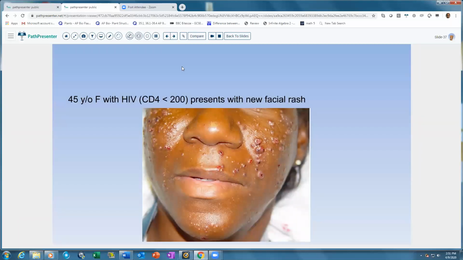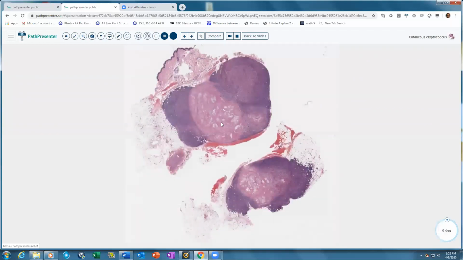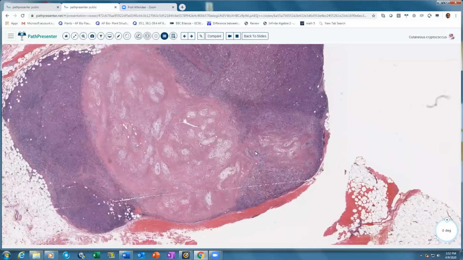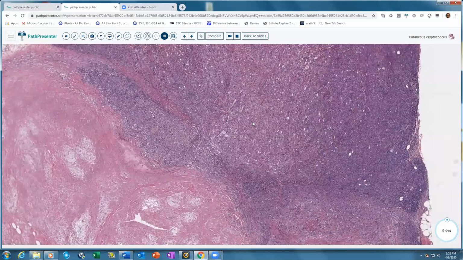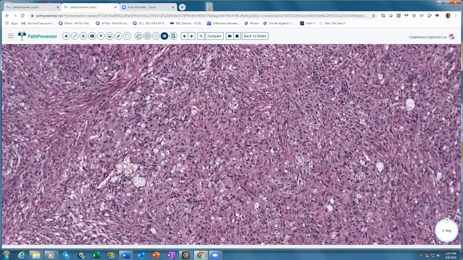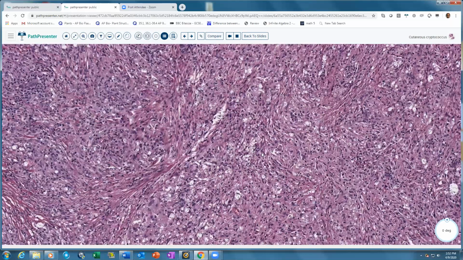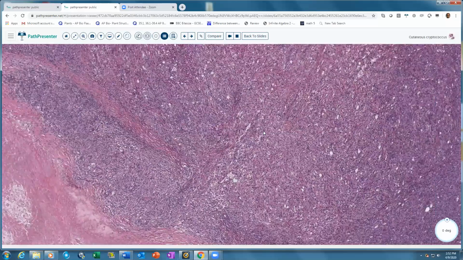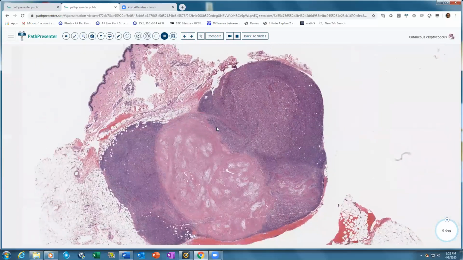The first case that we'll talk about is a 45-year-old female, a patient with HIV with a very low CD4 count, and she presents with this new facial rash. When we look at these biopsies, deep fungal infections are usually associated with suppurative and granulomatous inflammation. You usually see a lot of neutrophils, macrophages, and giant cells. Whenever you see a suppurative and granulomatous inflammation, you always have to think of a deep fungal infection, and the other differential diagnosis is an atypical mycobacterium.